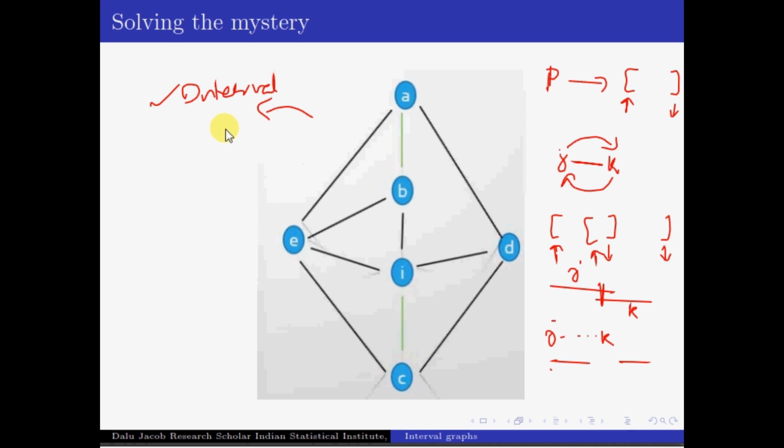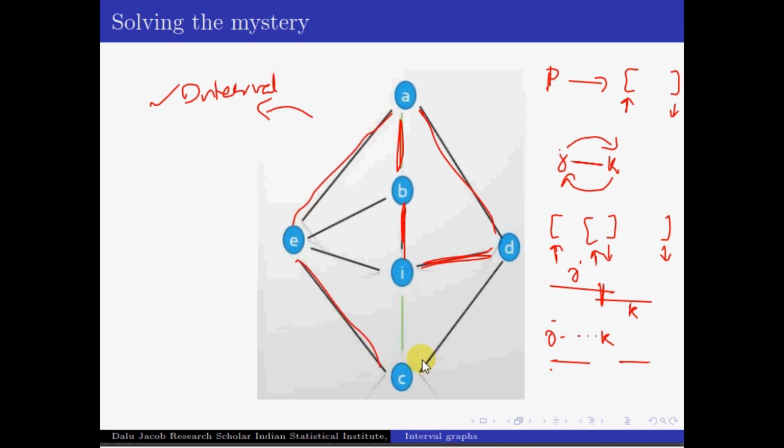Why? Because we can see several cycles over there. For example, if you consider this cycle, A, B, I, D is a 4-cycle, which is actually forbidden in an interval graph. So this was supposed to be an interval graph, and how can a cycle appear there? Similarly, not only this cycle, there are some other cycles as well. For example, A, E, C, D is another cycle.